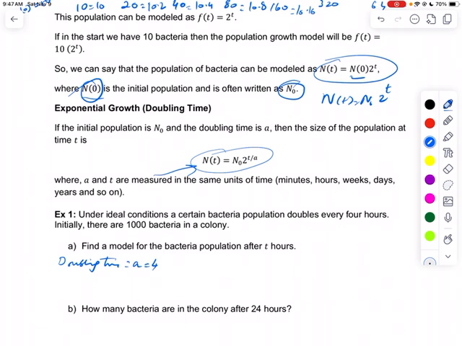Therefore your model will be N of t equals N sub 0. What is N sub 0? N sub 0 here we know is 1000. So the model will be N of t equals 1000 times 2 raised to the power t over 4. So this will be the model.